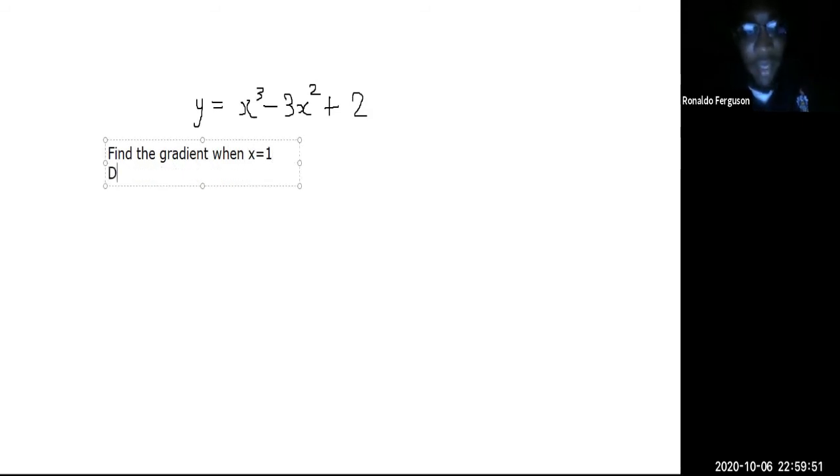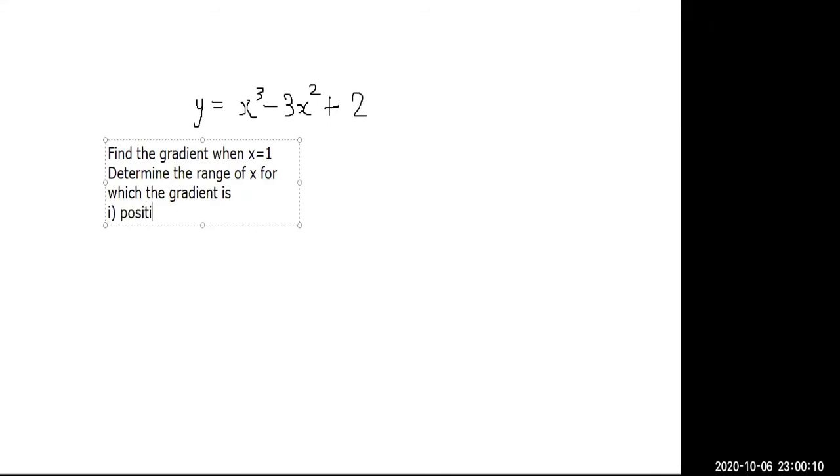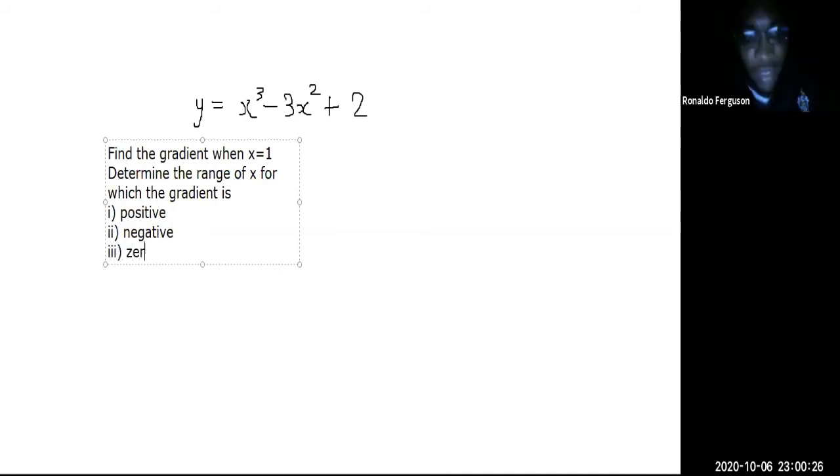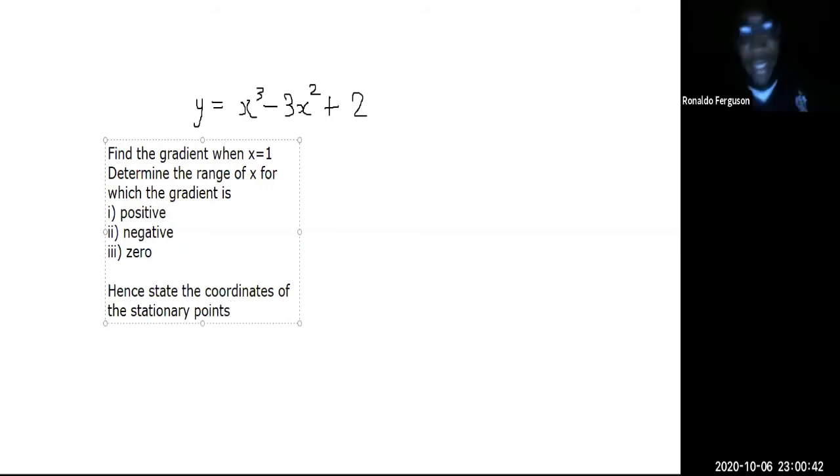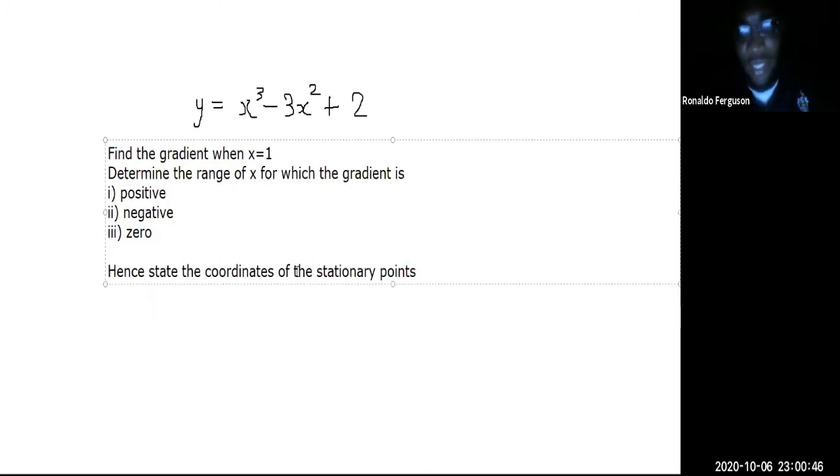Then they might say, determine the range of x for which the gradient is positive. The second one is when the gradient is negative. And then the third one they'd ask you is when the gradient is stationary, or when the gradient is 0. Then they might say, hence, state the coordinates of the stationary points. Okay. So we're going to do this question together. Let's have a look at this together.